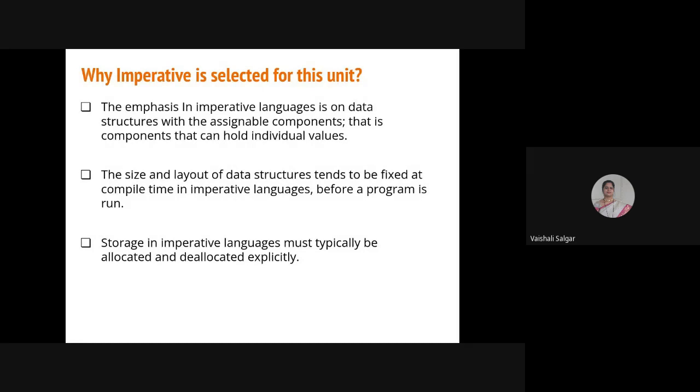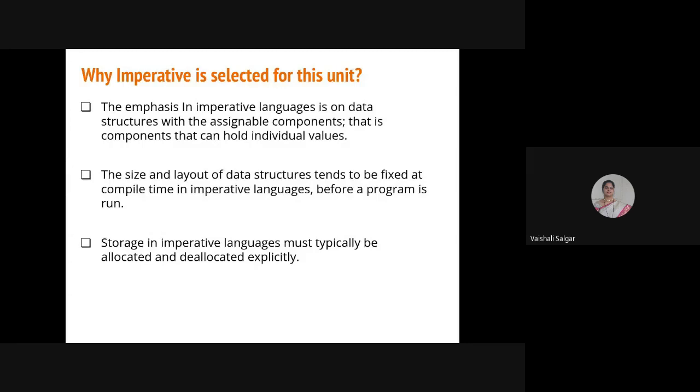So whenever I'm saying integer, when I'm saying the component a is equal to 10, we know that the data structure with the assignable component means a is equal to 10. I'm using a, which is of type integer, right? And it is holding the integer value. So a holds integer value 10. That's why the data structure has assignable components, and that component is going to hold an individual value. So 10 is assigned to variable a.